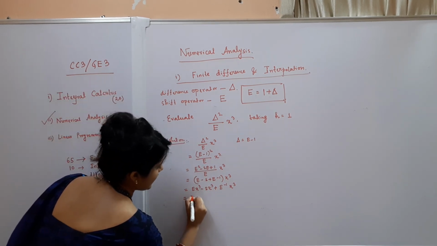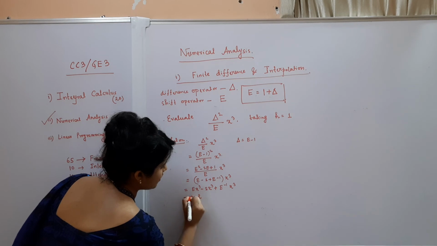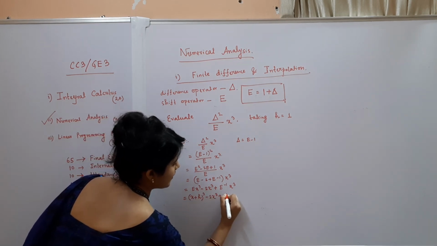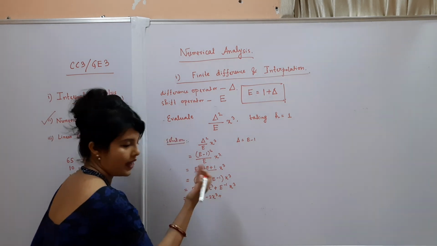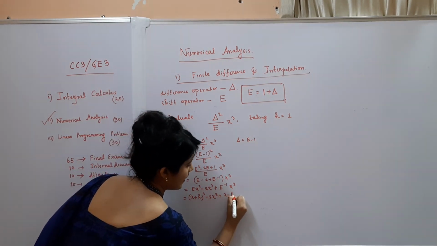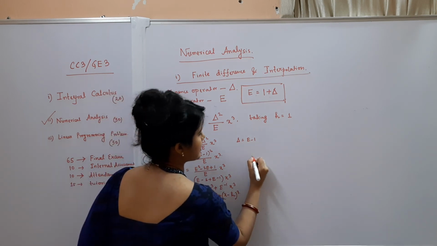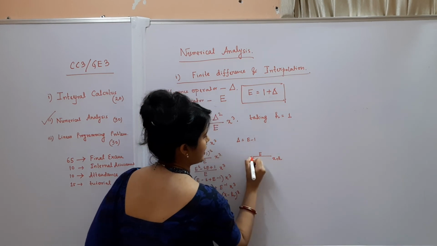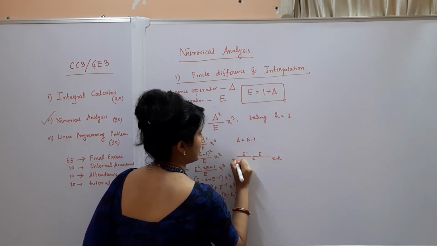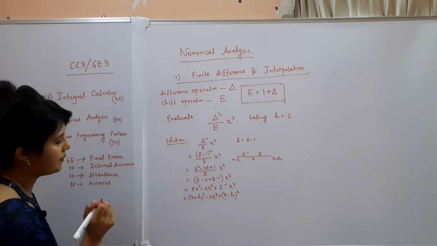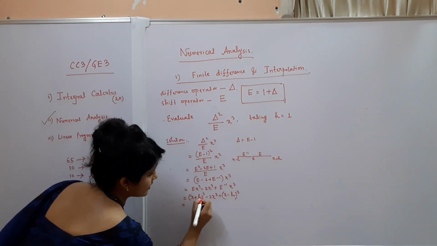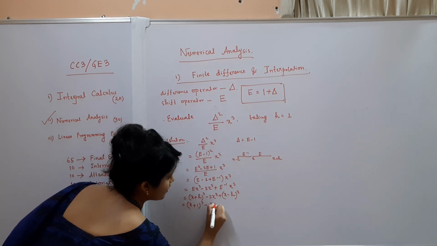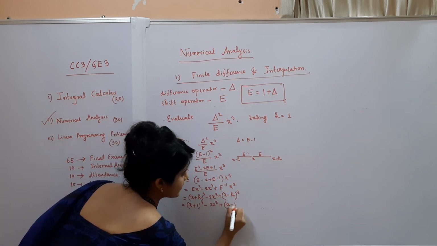Okay, so E x cube means it will shift to x plus h. So x plus h whole cube, this is 2x cube, and this will shift to x minus h, moving backward, x minus h whole cube, because this is the x. If you apply E on x, it will give you x plus h, and if you apply E inverse, it will give you x minus h. Okay, so here h is equal to 1, so you can write x plus 1 whole cube minus 2x cube plus x minus 1 whole cube.